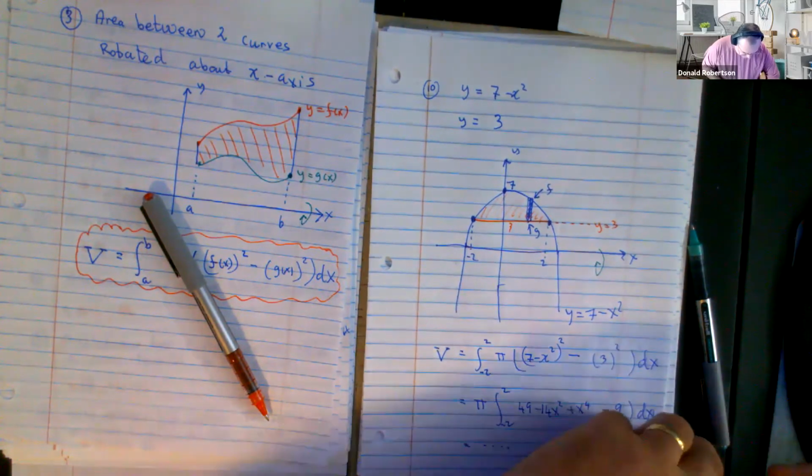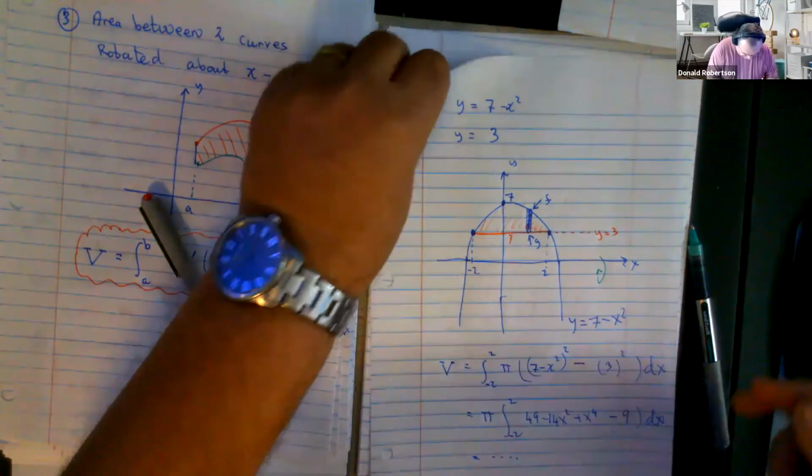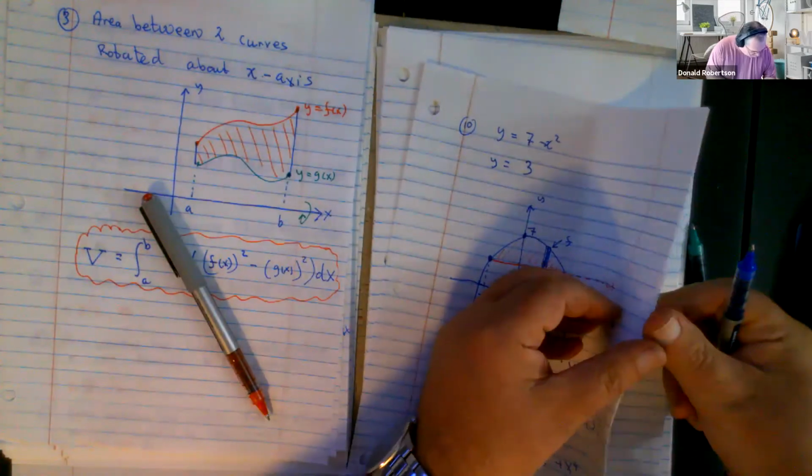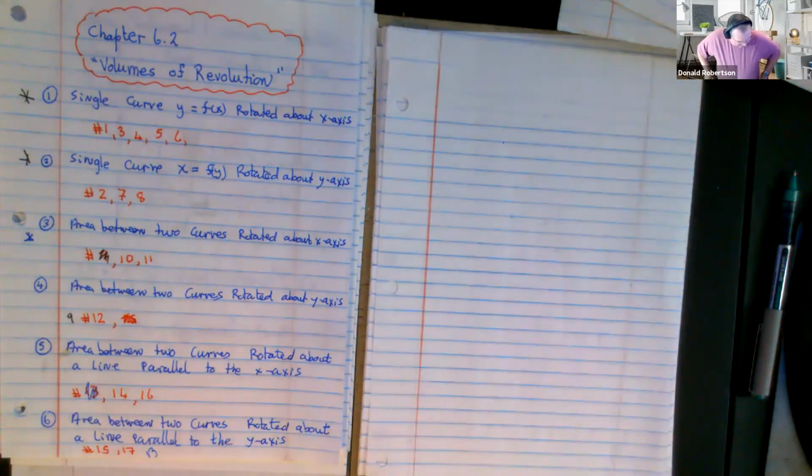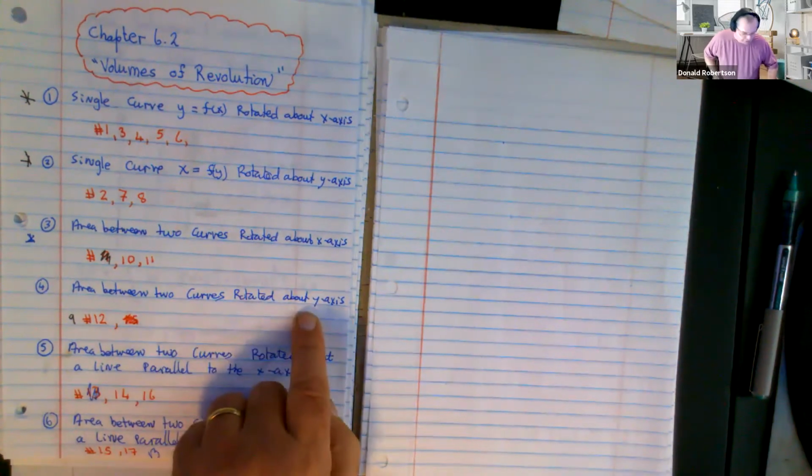So, where are we off to next? Well, there's a kind of theme to this. We keep going one way, then we go the other. We are now going to do this fella. Find the area, well, rotate the area, I should say, between two curves, but this time rotate it about the y-axis.